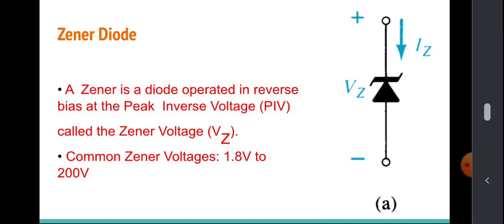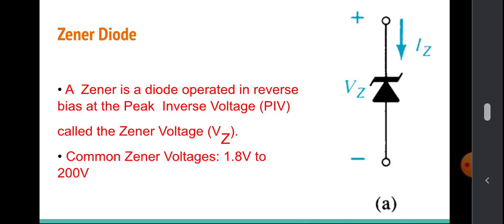Okay, what is a Zener diode? A Zener is a diode operated in reverse bias at the peak inverse voltage. So this is the symbol of a Zener diode. The line at the tip of the triangle is not straight, rather it looks like a letter Z, a slanted letter Z.